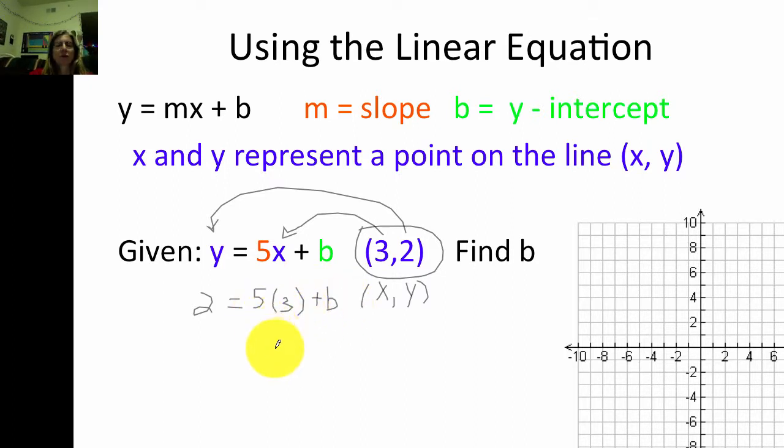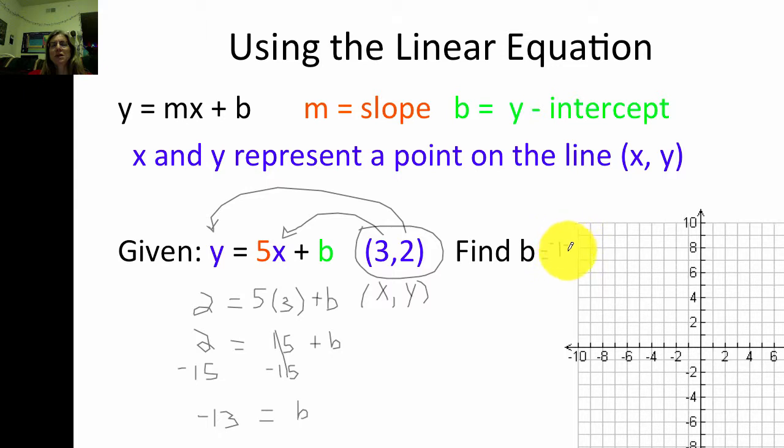Okay, so let's multiply this, which is 15, because we want to do as much math as we can before we rearrange our equation. And we're going to subtract 15 from both sides, so we can isolate the b. 2 minus 15 is negative 13. 15 minus 15 is 0. So negative 13 is b. Which means our y-intercept, or b, equals negative 13.